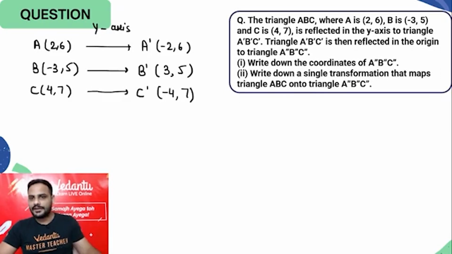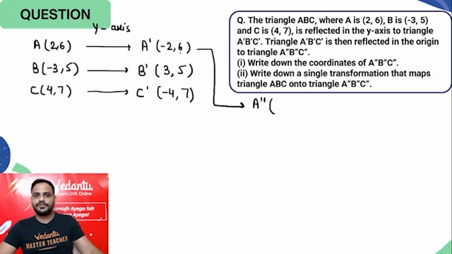Then they are saying this triangle A dash B dash C dash, these points are then reflected in the origin. So if I reflect A dash under origin, A double dash under origin, both of them change sign. So minus 2 will become 2, 6 will become minus 6.